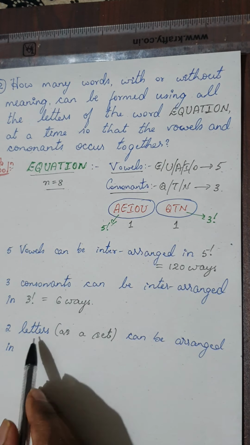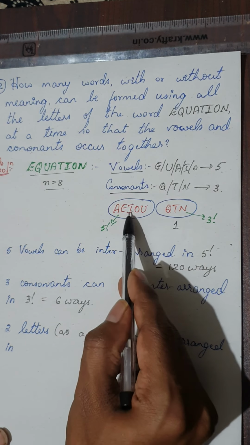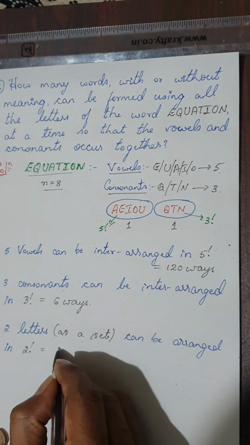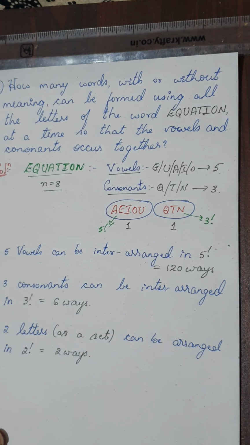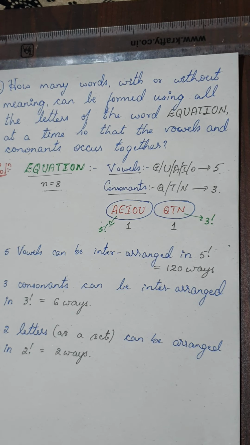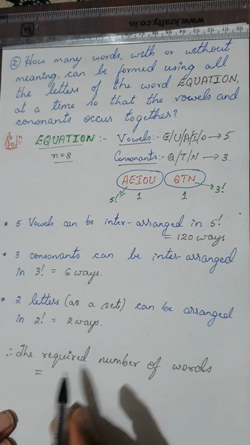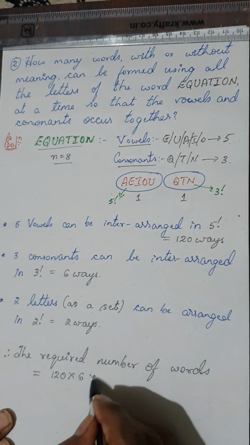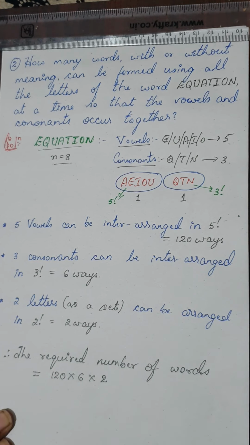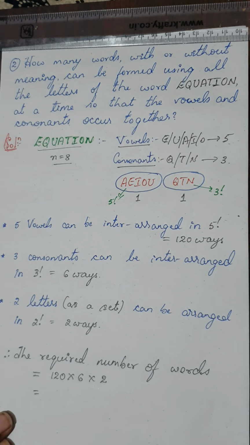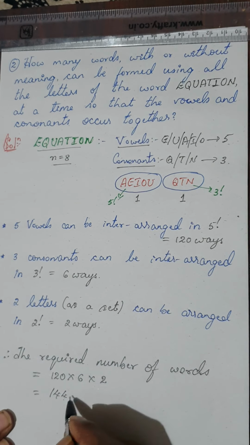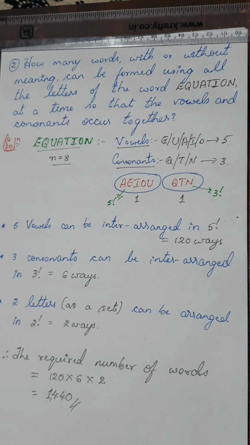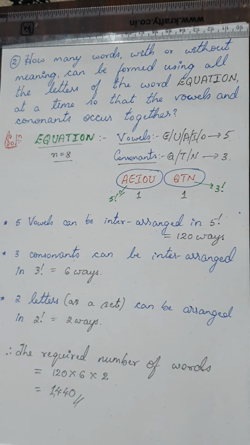Now the 2 letters as a set. The vowel set is 1 letter, the consonant set is another letter. 2 letters can be arranged in 2 factorial, that is nothing but 2 ways. Therefore the required number of words is equal to the interarrangement of vowels, into the interarrangement of consonants, into the arrangement of the 2 sets, that is 2. This can be further simplified and calculated. You can use your calculator. You will get the answer as 1440 words. So you can make 1440 words with the given condition prescribed in the question.